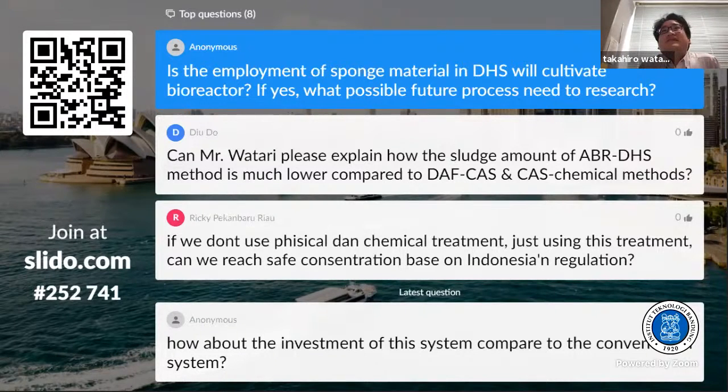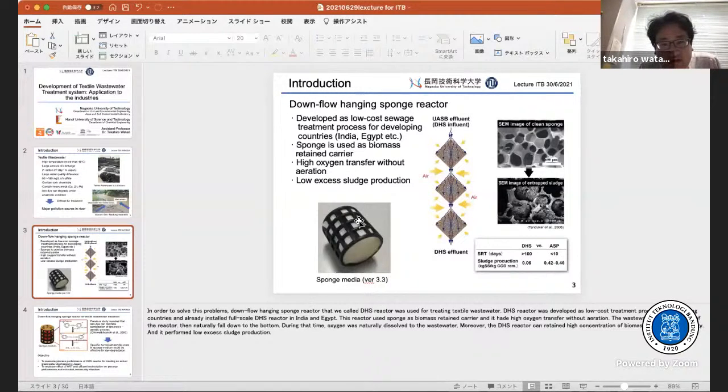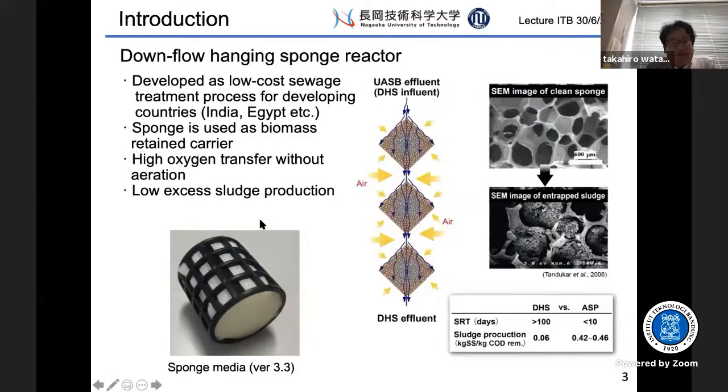Sorry, I will share my slide again. Yes, this is a DHS reactor. It's a kind of trickling filter. Normally in trickling filters they use stone or plastic, but this time we use a sponge as a biomass retention carrier. The interesting point is that this biocarrier can retain maybe 20 times more bacteria inside the sponge carrier. Then we can achieve high removal efficiencies.